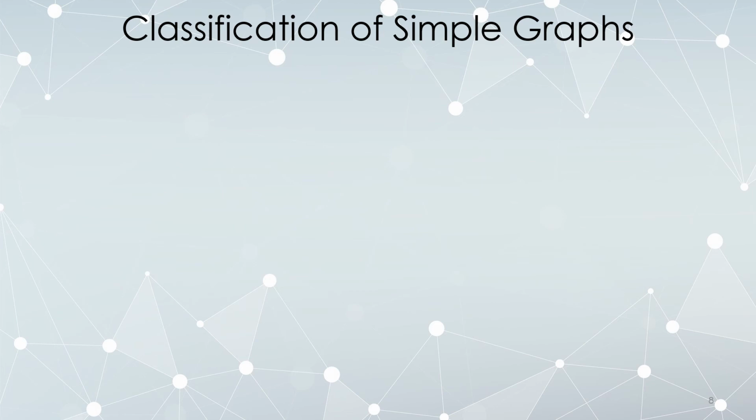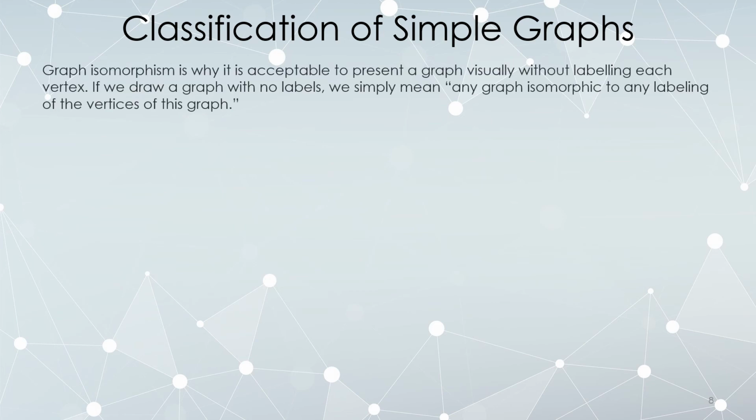So can we, what is called, classify simple graphs? So graph isomorphism is why it's actually considered acceptable to present a graph without labeling vertices. How we label the vertices is not really important in most cases. Okay? What only really matters is which vertices are connected to other ones and the cycles and paths and whatnot that are created. So if you draw a graph with no labels on the vertices, all you're really saying is any graph isomorphic to this one would be fine. The specific labels on the vertices are not really important to what we're going to discuss.